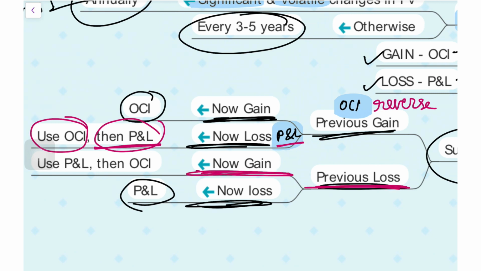And the next case is where in the previous year you have a loss and in the current year you have a gain. So here what happens is that in the previous year you would have accounted it in your P&L account.